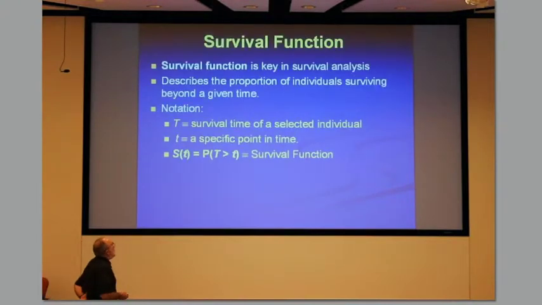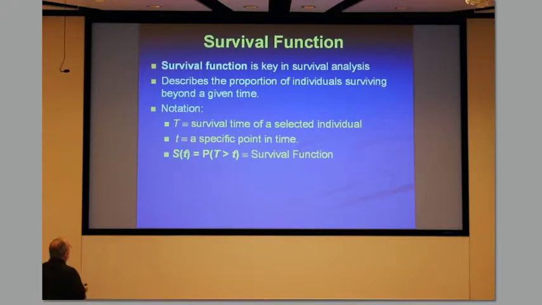All right, so one of the things that is particularly emphasized in survival time data analysis is the survival function, which is this function that describes the proportion of patients surviving beyond some given time. So we have some notation that we like to use. So let's say capital T is the survival time for an individual patient, what we like to call a random variable. And then little t is a specific point in time.